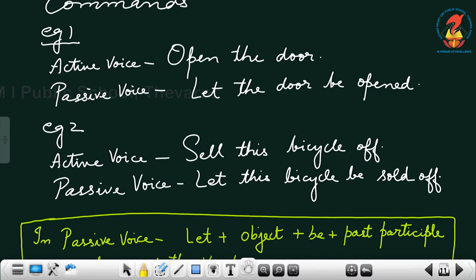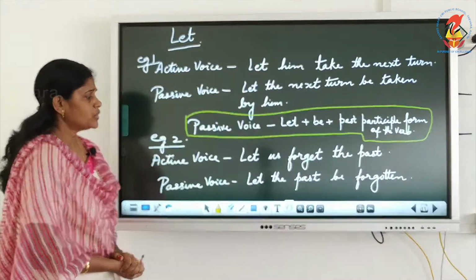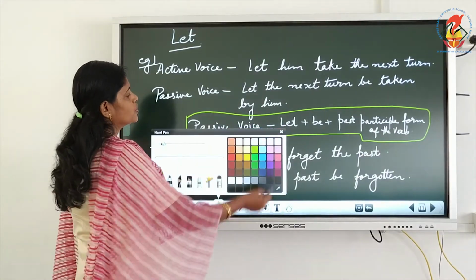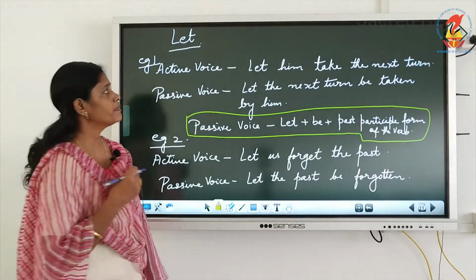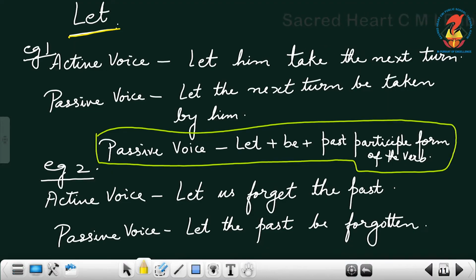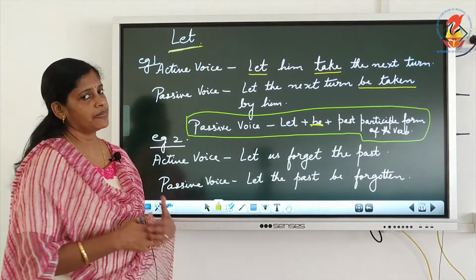When you talk about the other types, we get interrogative form or we get commands also. Now, the other type is the word let. There are many sentences which start with the word let, which we can convert from active voice to passive voice. When you convert a sentence using the word let, we add an extra word be again and the past participle form of the verb is given there. Let's see. Let him take the next turn. So this is active voice, let him take. This is the verb. We start with let. Let the next turn be taken by him. So we have used the word be and the word take. We have taken the past participle form.